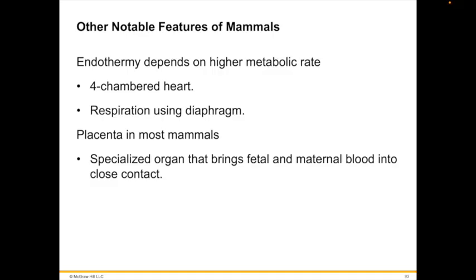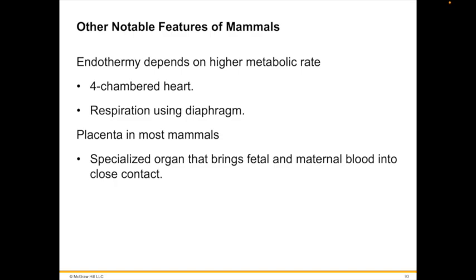Endothermy and then the placenta are also notable features. As stated previously, mammals are endothermic, a crucial adaptation that has allowed them to be active any time of day or night and to colonize extreme environments from deserts to ice fields. Also, more efficient blood circulation provided by the four-chambered heart and more efficient respiration provided by the diaphragm make possible the higher metabolic rate on which endothermy depends.